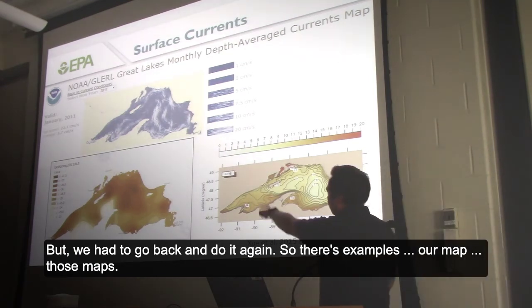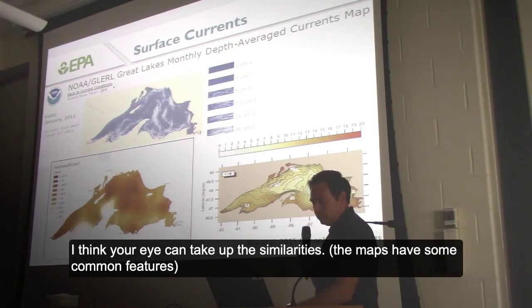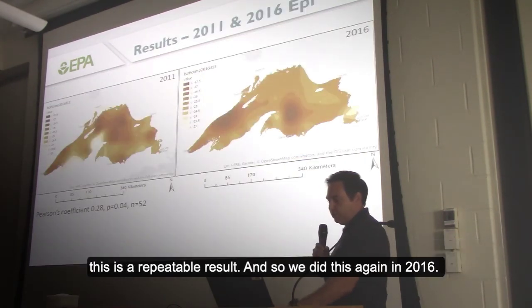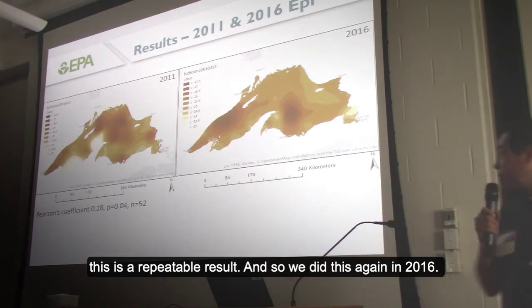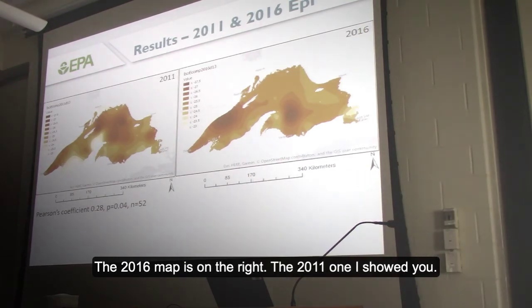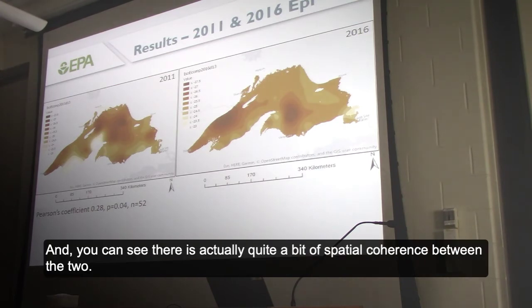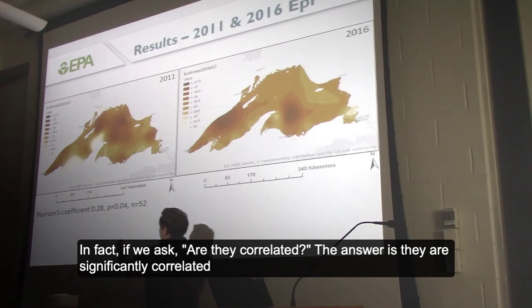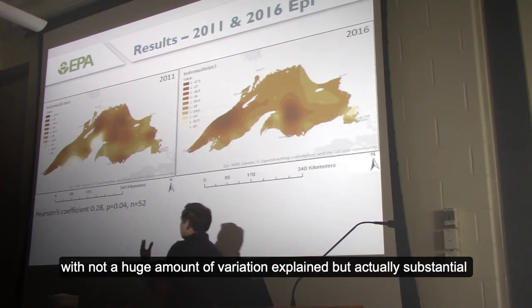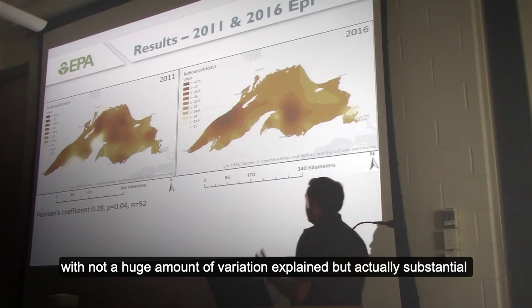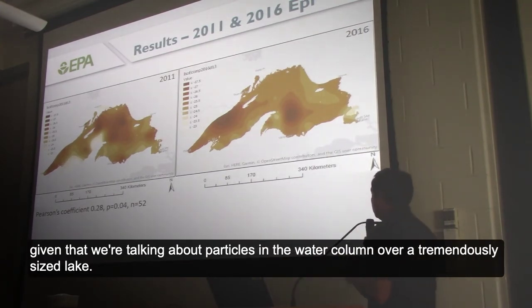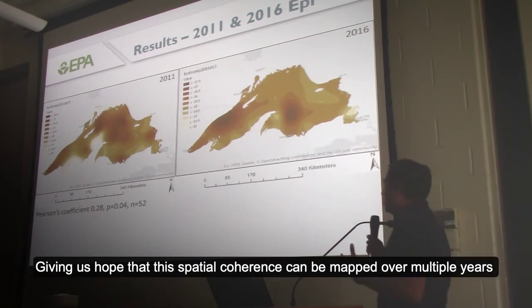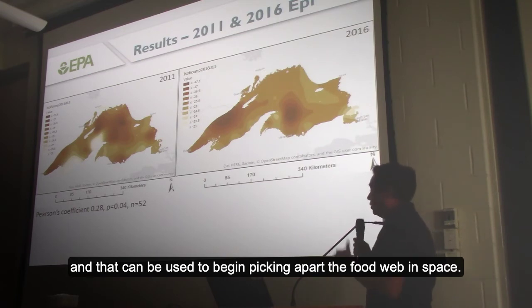So there's our example map. I think your eye can pick up the similarities. But that was 2011, and we thought we should go back and look at it again, just to make sure this is a repeatable result. And so we did it again in 2016. The 2016 map is on the right, the 2011 one I showed you. And you can see there is quite a bit of spatial coherence between the two. In fact, if we ask, are they correlated? The answer is they're significantly correlated, with not a huge amount of variation explained, but actually substantial, given that we're talking about particles in the water column over a tremendously sized lake, giving us hope that the spatial coherence can be mapped over multiple years and actually used to begin picking apart the food web in space.